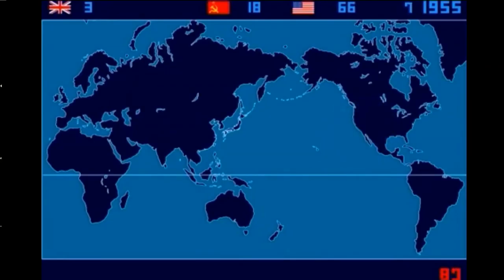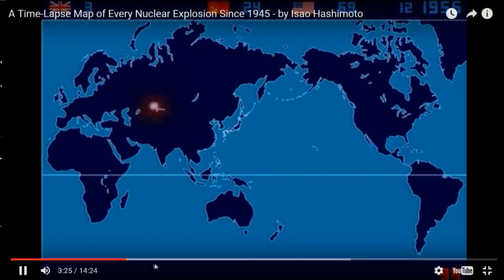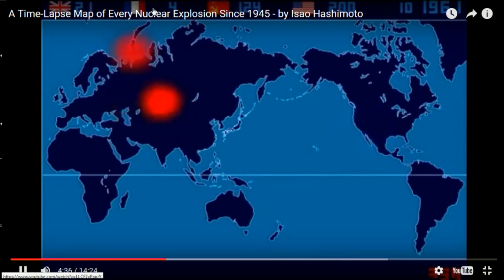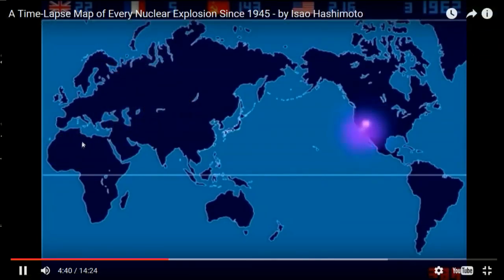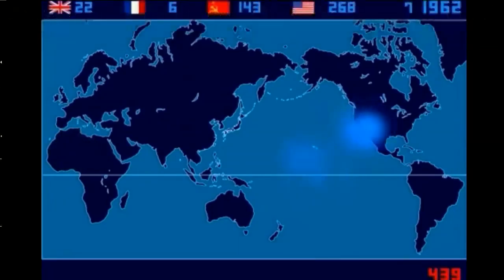And the United States gets a little bit crazy. Soviets trying to catch up. I'm just going to fast forward a little bit. You can see a few more countries have come on the scene now. So France develops a bomb. And of course, France is a densely populated country in Europe. So they test their bombs in Africa, which was a French colony at the time. I forget what country exactly.